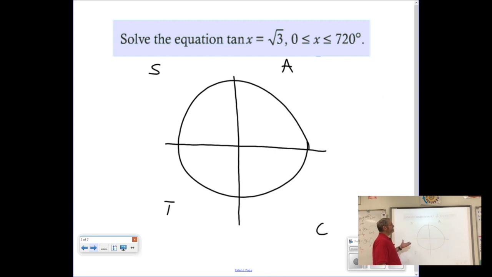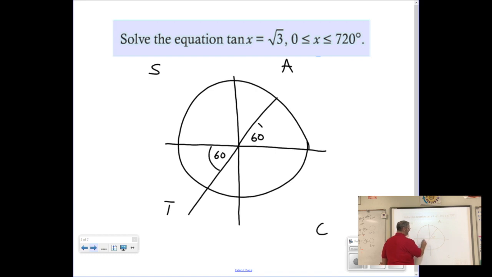Now, they don't tell me whether it's A or B. They're giving me in degrees, so I'm going to do it in degrees. So this would be 60 degrees. And with tangent, it's easy because you just draw a straight line this way. And this would be 60 degrees too. So here and here would be 60 degrees.